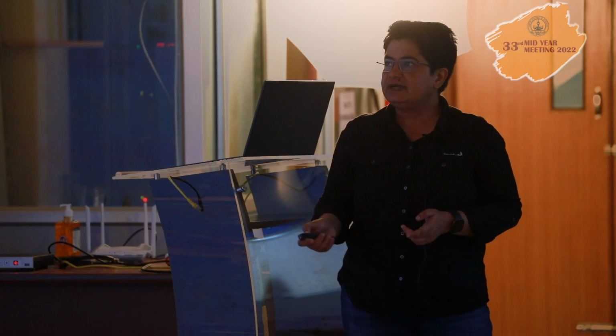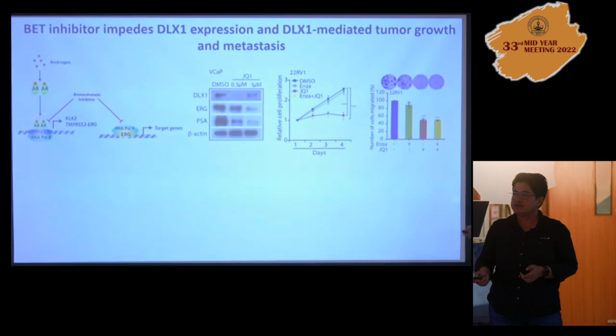So, now in the field it has been known that bromodomain inhibitors could work for genes which are driven by androgen signaling, because these BRD2, 3 and 4 are known to bind on the lysine tails of the histones and then drive the expression of these androgen driven genes. So, the idea was that if we use a bromodomain inhibitor, we could attenuate the expression of DLX1, and that is what we did.